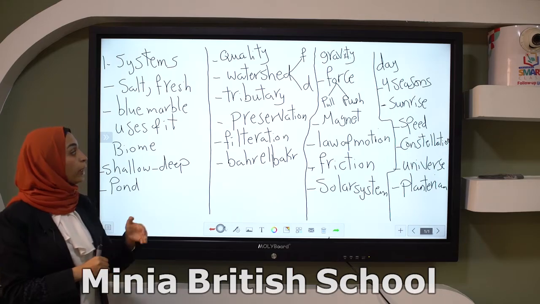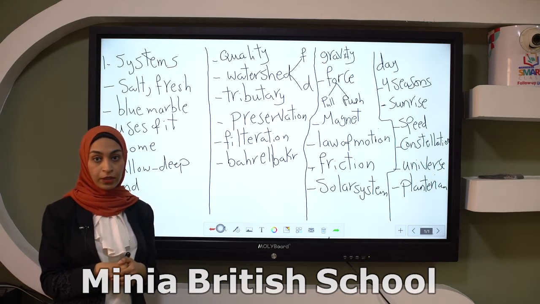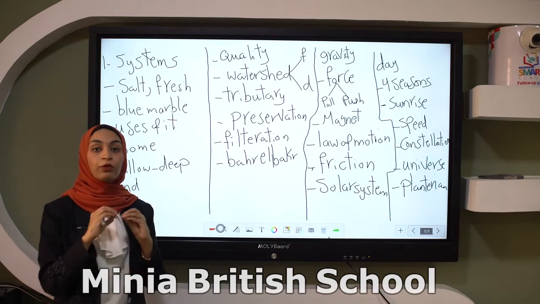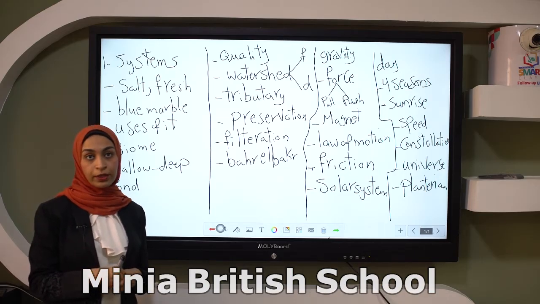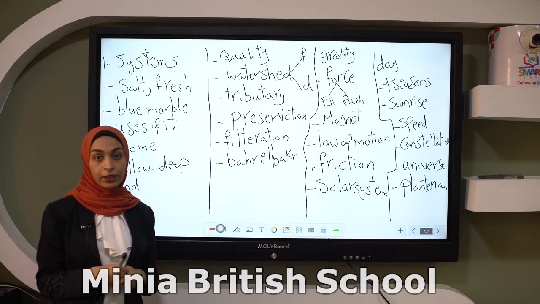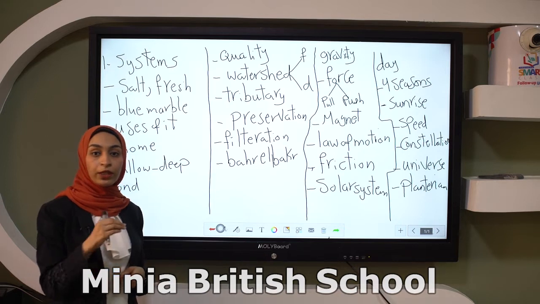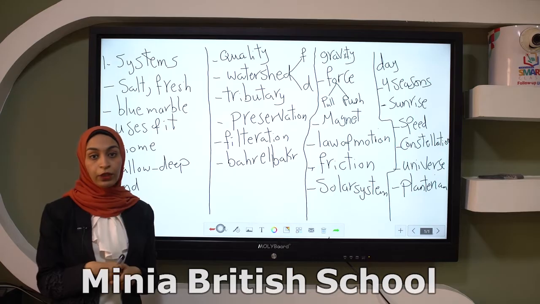Then we talked about how we can differentiate between preservation and sustainability. Preservation means preventing the development of any natural resources on the earth, like the natural protectorates such as the Ras Muhammad protectorate in Egypt. While sustainability means we can use the natural resources on the earth without any negative effect on the ecosystem, on the living and the non-living things.